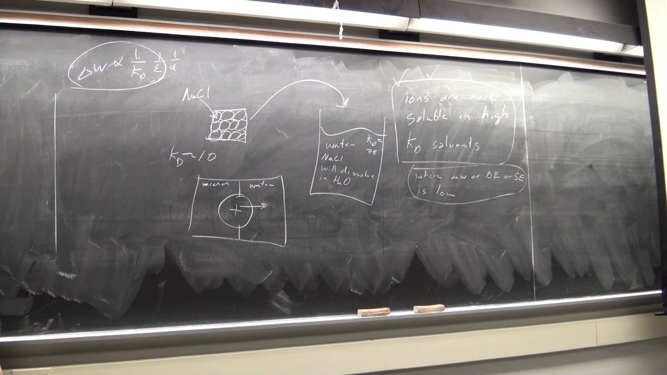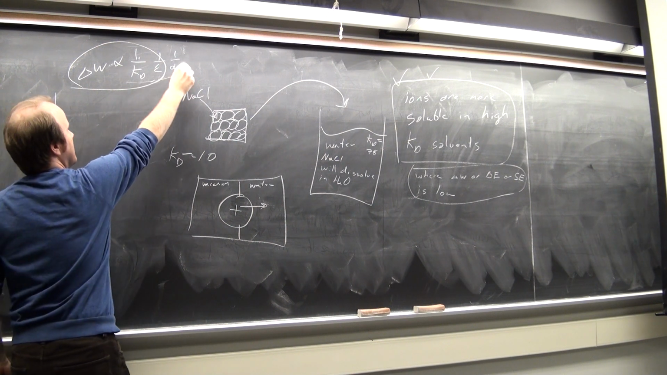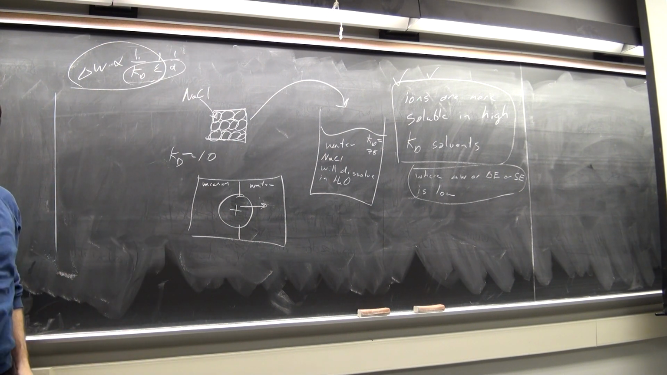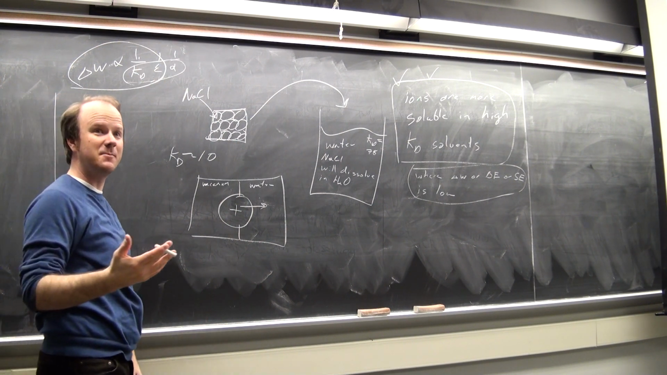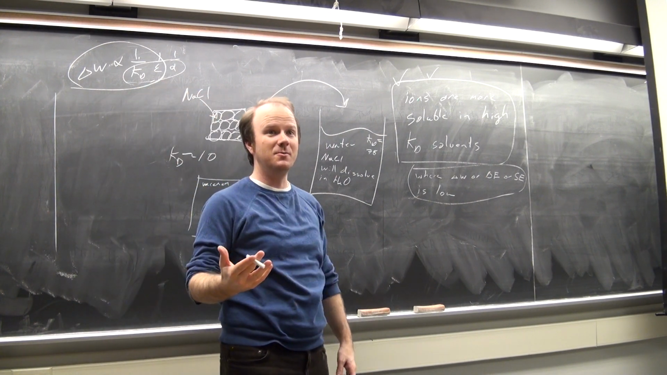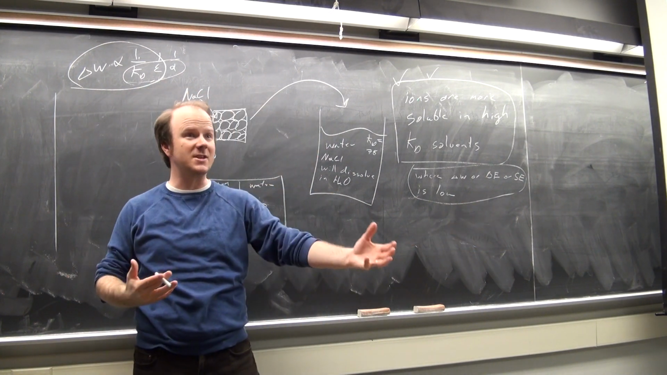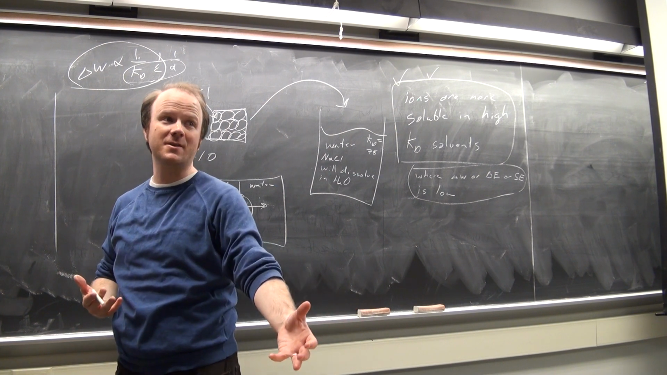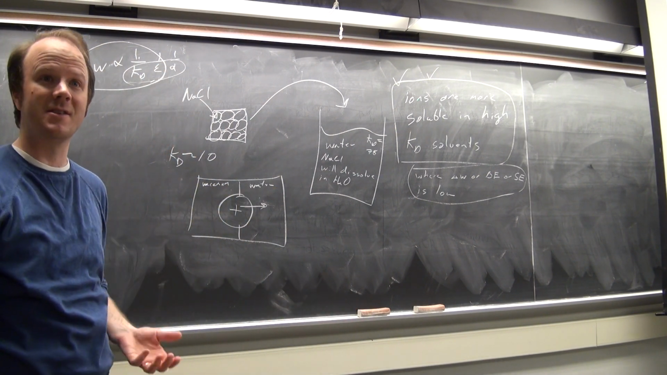There we go. That's the alpha. So make sure that you remember these relationships as well. If I tell you about the polarizability of a solvent, you might be able to tell me if ions are more or less soluble in it, right? Or if I tell you about the dielectric permittivity of a solvent, something like that.